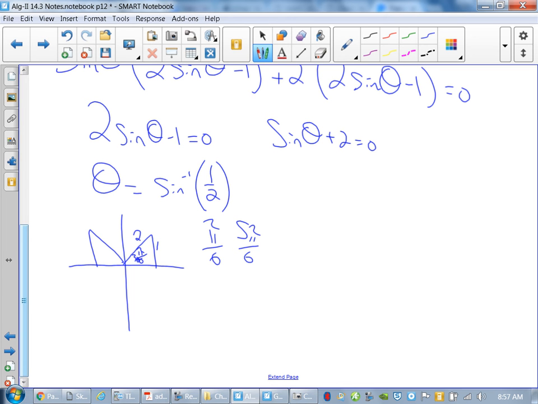Ah, yes, the unit circle, your best friend. And then the other one would be, what angle has a sine of -2? Can you have a sine of -2? No. And that would be my answers within one revolution.